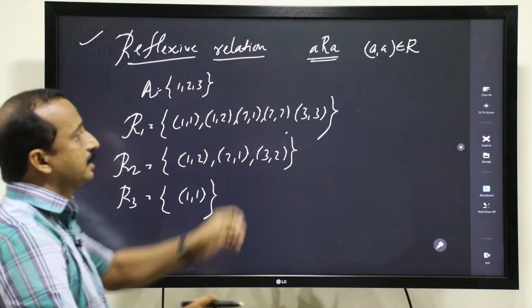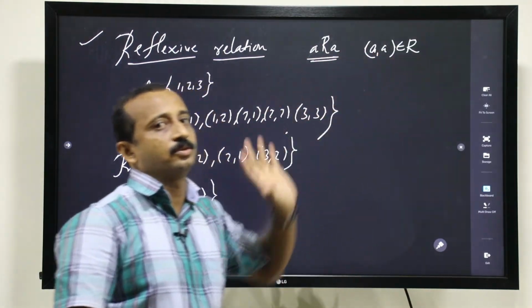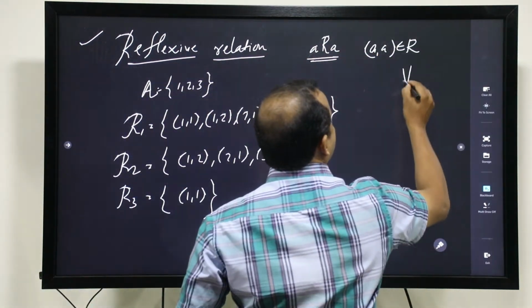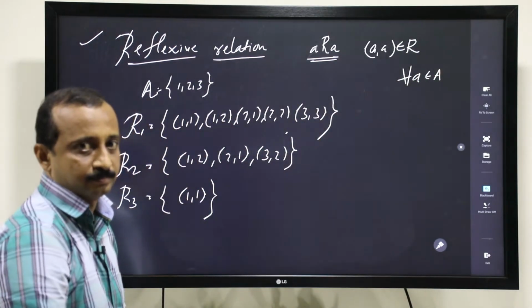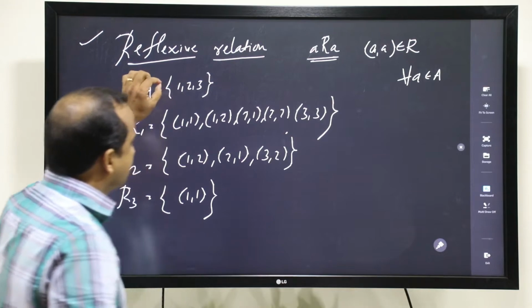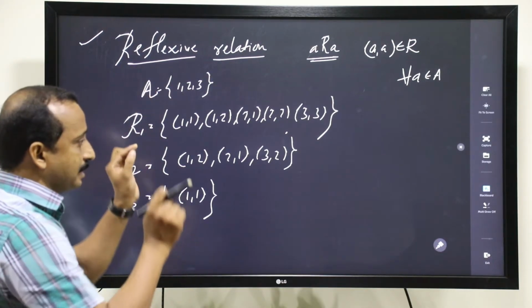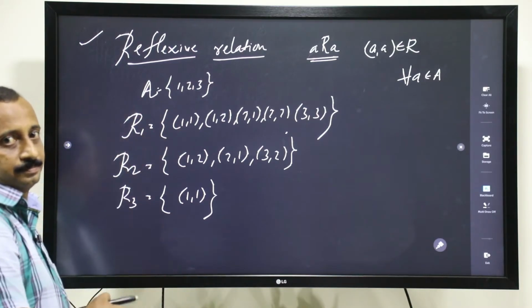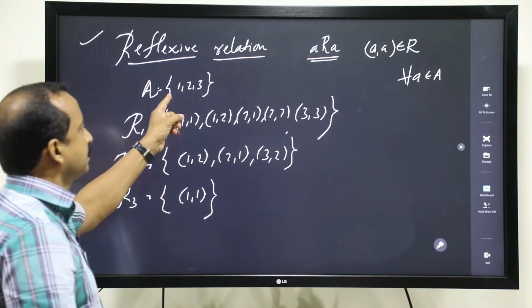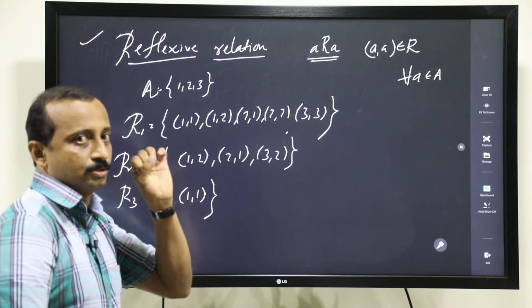Reflexive definition says that the ordered pair (a, a) is an element of R for all a in the given set A. That means all the elements of the set A must be related to themselves, and these pairs must be contained in the relation. That means the set A contains the elements 1, 2 and 3.